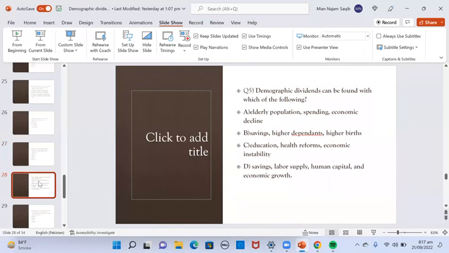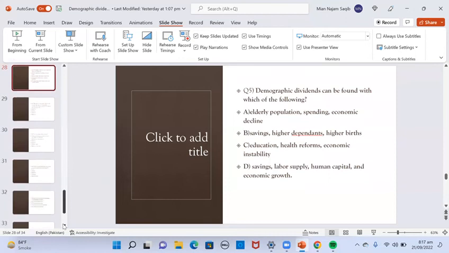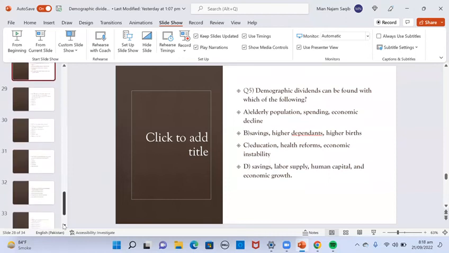Question 5: demographic dividends can be found within which of the following? A, elderly population, spending, economic decline; B, savings, higher dependence, higher births; C, education, health reforms, economic instability; or D, savings, labor supply, human capital, and economic growth. The answer is 5D. It's found in D.